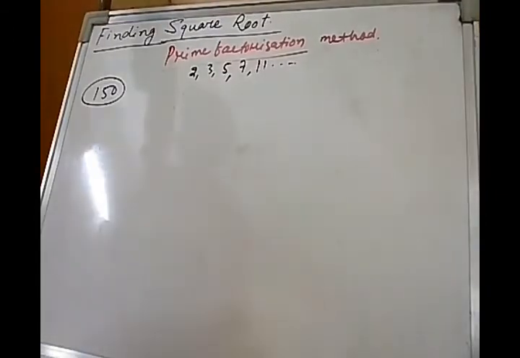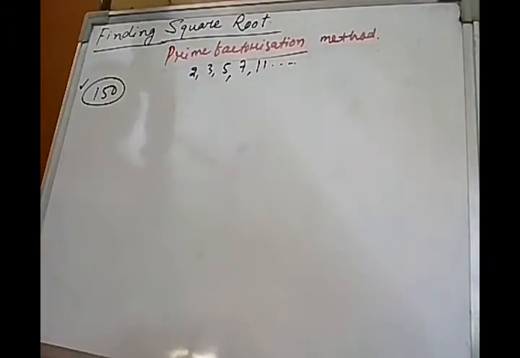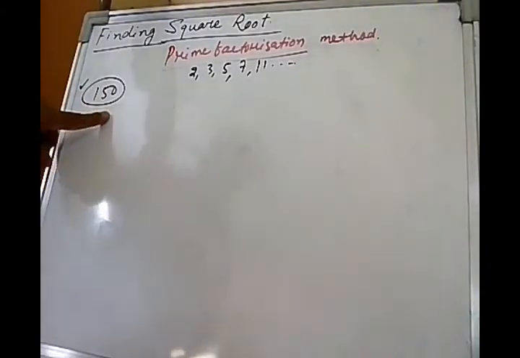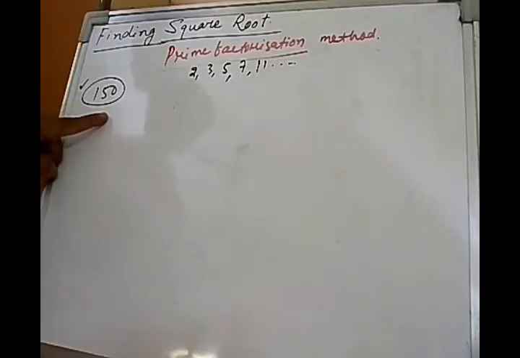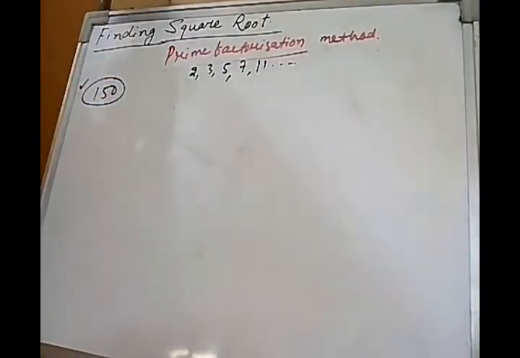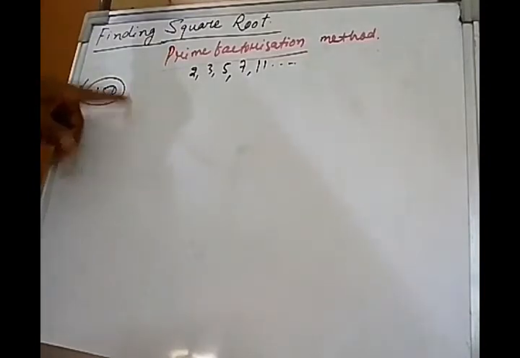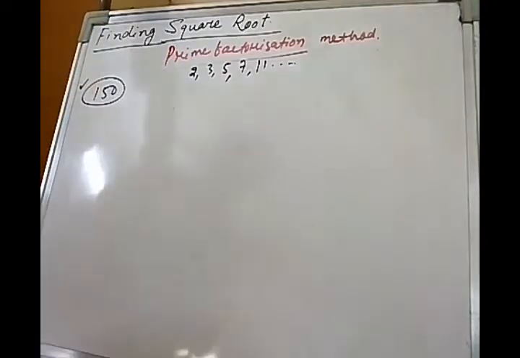We can take another example, 150. Now the question is there, 150 is not a square number, but by which smallest number will 150 be multiplied to make it a square number? Or we can change the question: 150 will be divided by which smallest number to make it a square number?